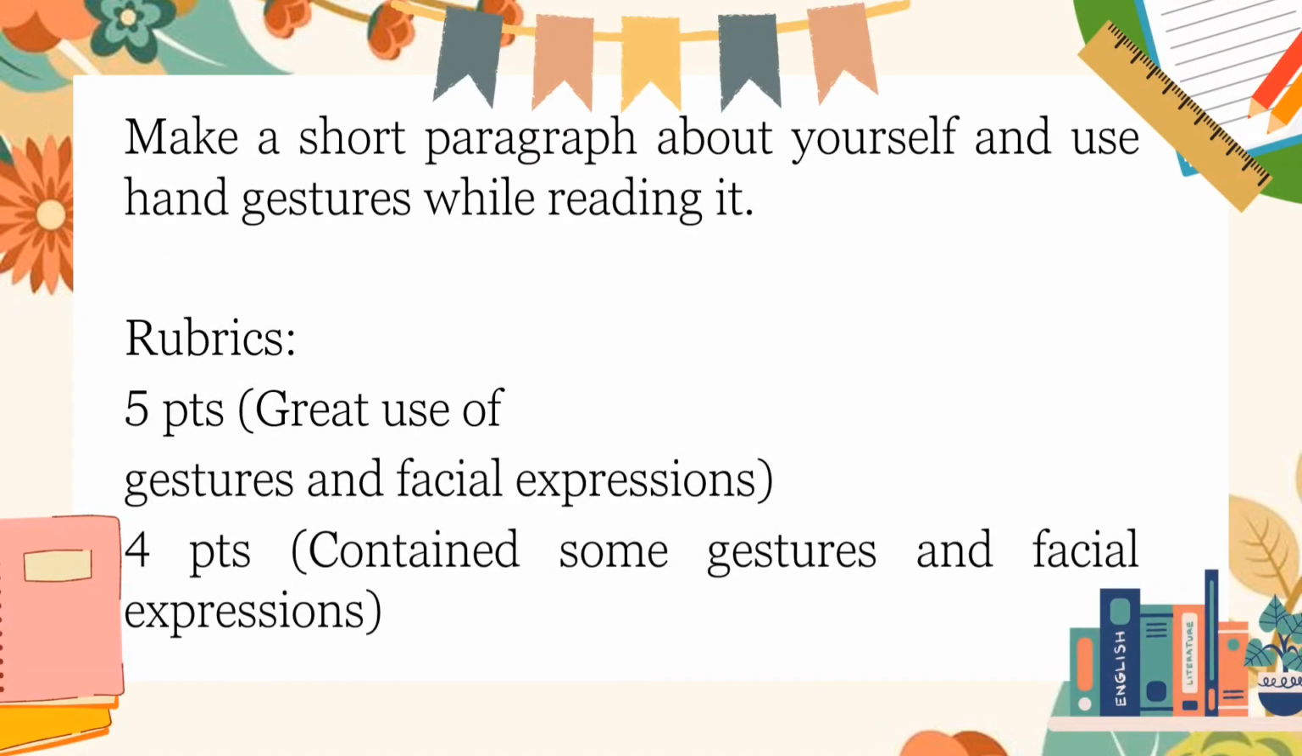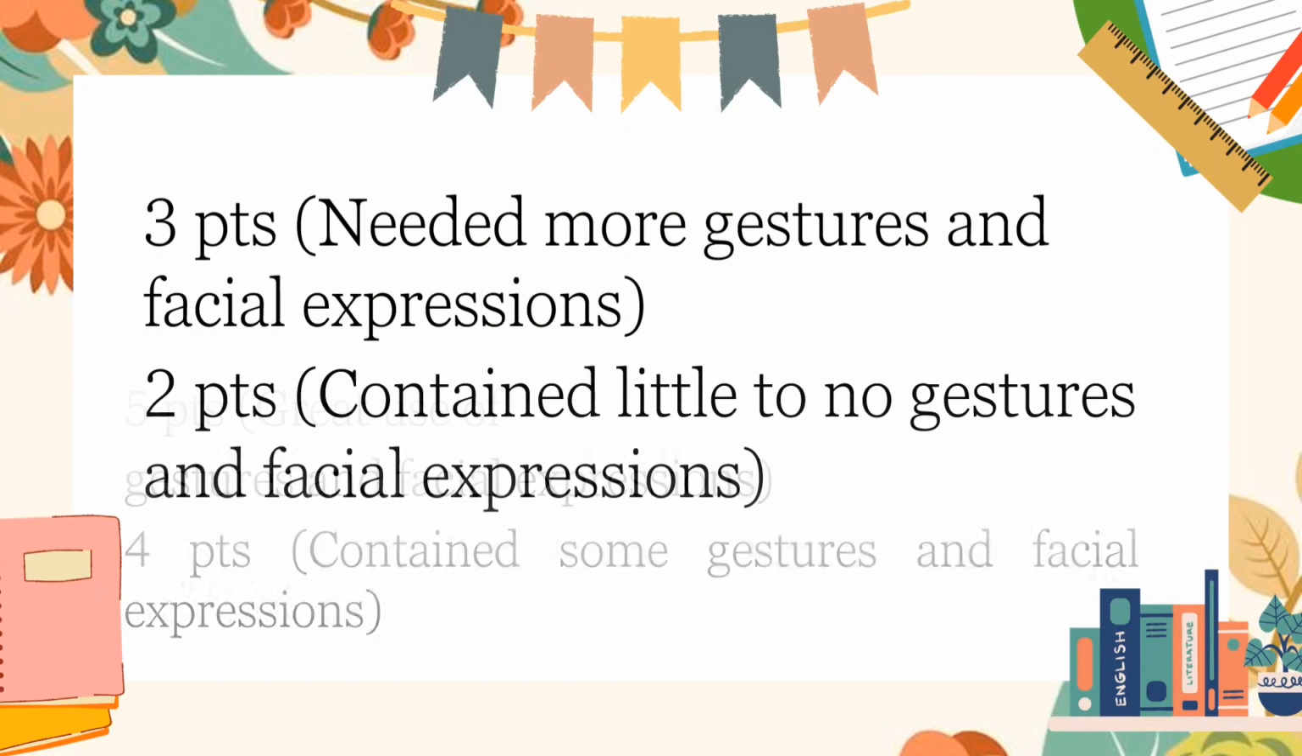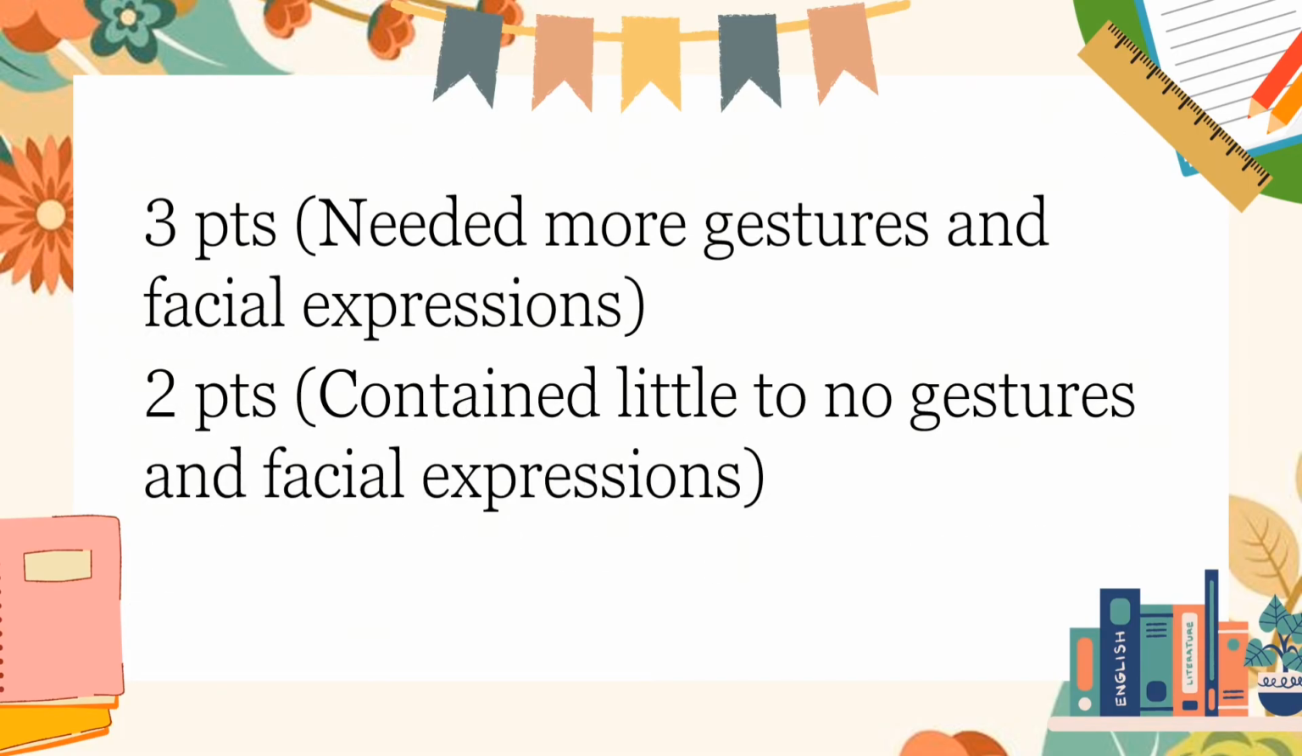Okay, for your activity, make a short paragraph about yourself and use hand gestures while reading it. So we have here the rubrics for you. 5 points, great use of gestures and facial expressions. 4 points, contain some gestures and facial expressions. 3 points, needed more gestures and facial expressions. 2 points, contain little to no gestures and facial expressions.